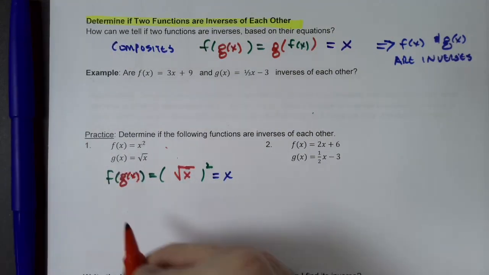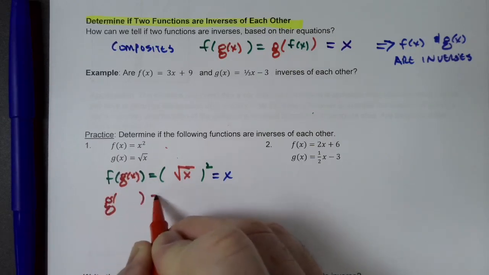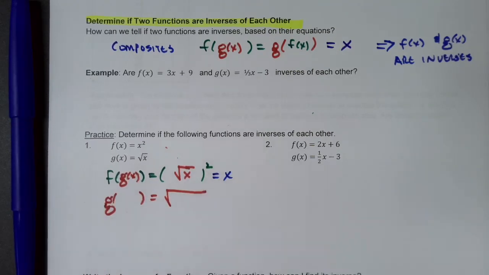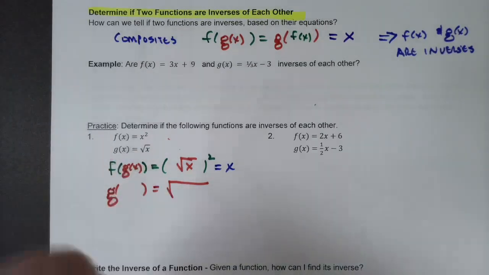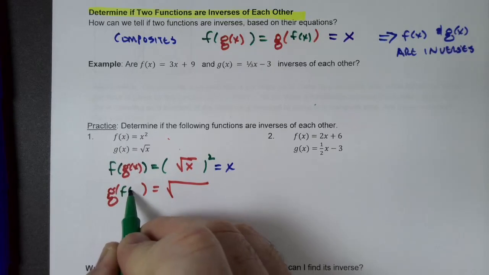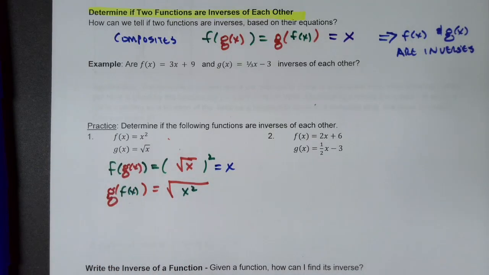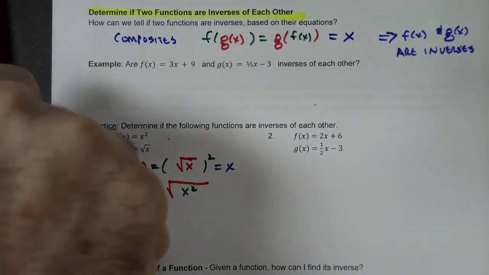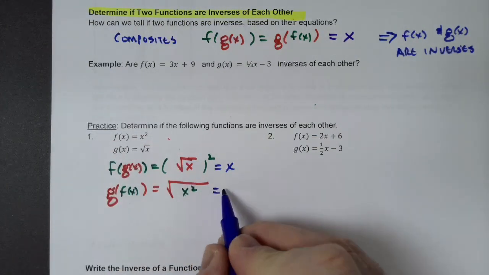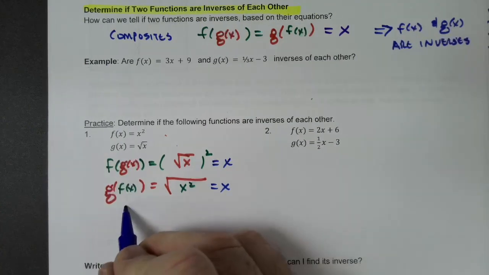And we'll get the same thing if we switch the insides and the outsides, and look at the composite function with g being the outside function and f being the inside function. In both of these cases we get back to x. Okay? So these are inverses.